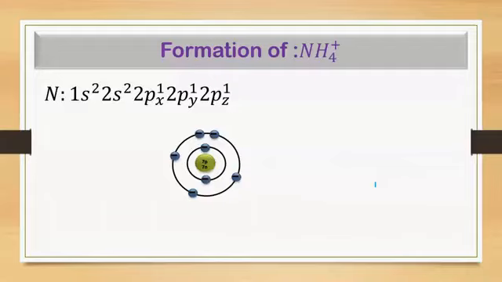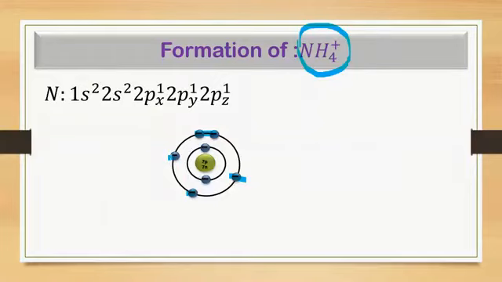Now, formation of ammonium ion. Ammonium ion is a radical, NH4 plus ion. How does it form? First of all, the electron distribution of nitrogen. Nitrogen contains 2 electrons in 2s orbital and 3 electrons in 2px, 2py and 2pz orbital. So we can say the outermost energy level of nitrogen contains 1 paired electrons and 3 unpaired electrons.